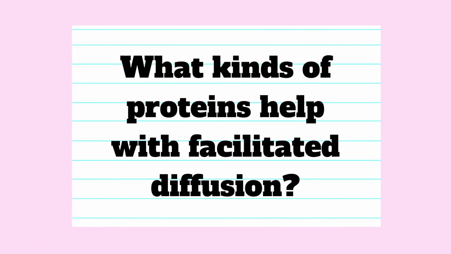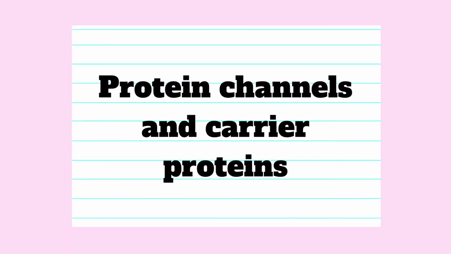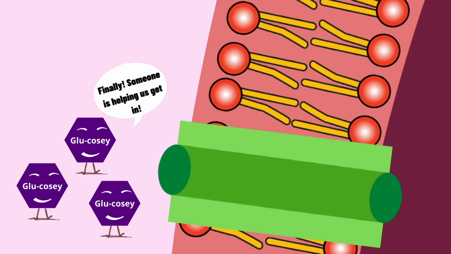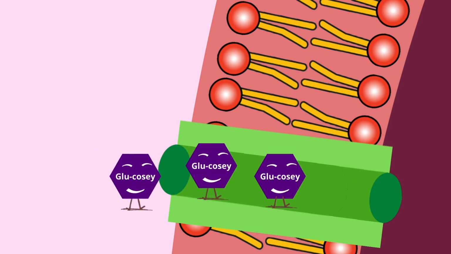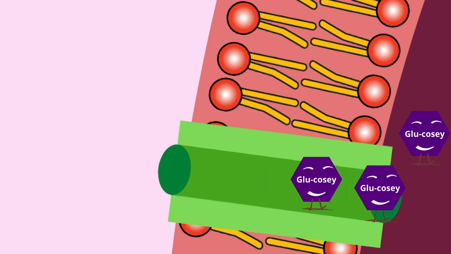But what kinds of proteins help with facilitated diffusion? Those proteins would be protein channels and carrier proteins. Molecules like glucose diffuse with the help of protein channels. These protein channels span across the membrane as they have one end in the extracellular fluid and the other end leading molecules into the cytoplasm.